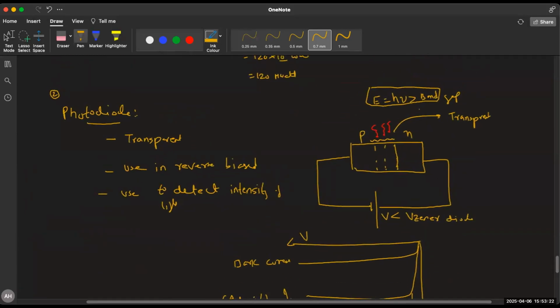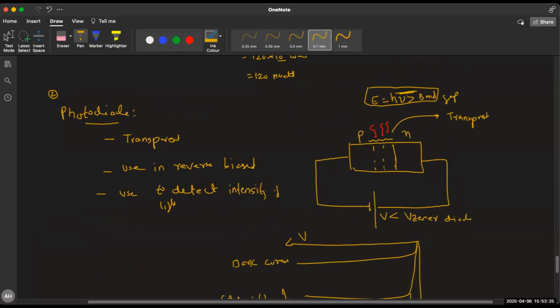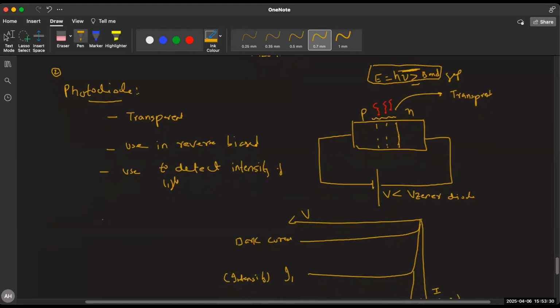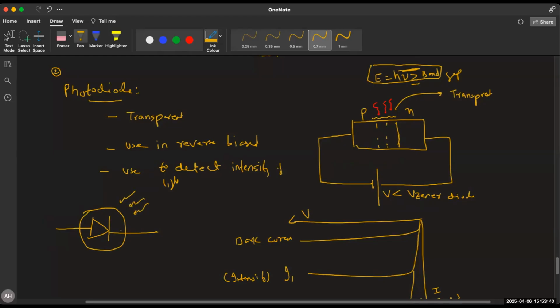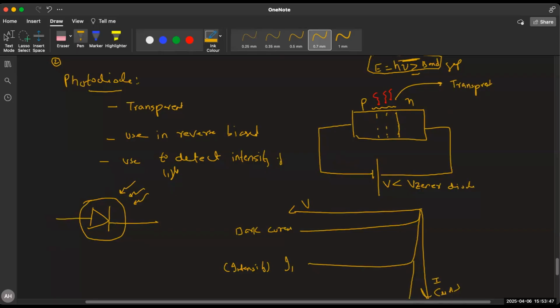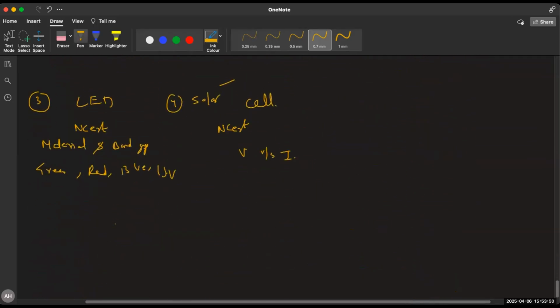But yes, on photodiode, you can get one numerical, which is this: h nu is greater than or equal to the band gap. So you're supposed to calculate the frequency and wavelength of the radiation. And the symbol of photodiode is this. Just draw this symbol, please. When you circle over the diode, that means it's transparent, and these are photons. Photons are incident on the diode. For LED, you will memorize the material used and the band gap, and the solar cell.